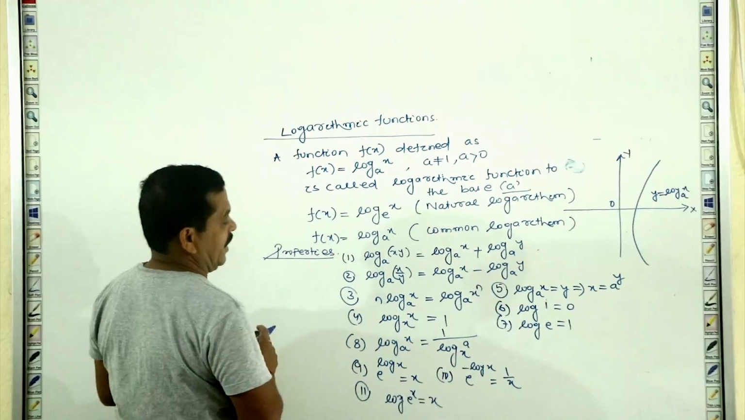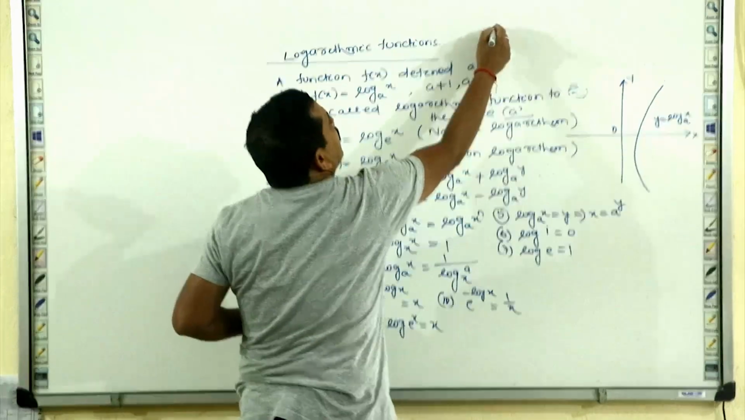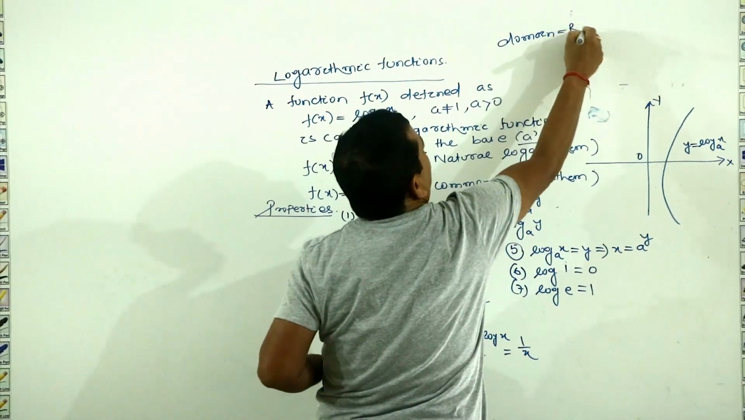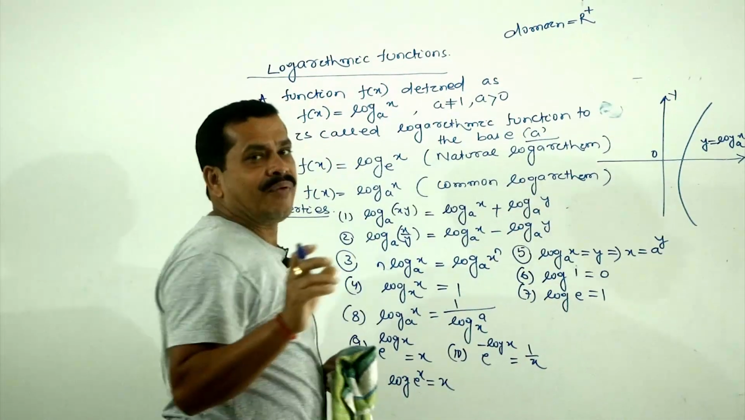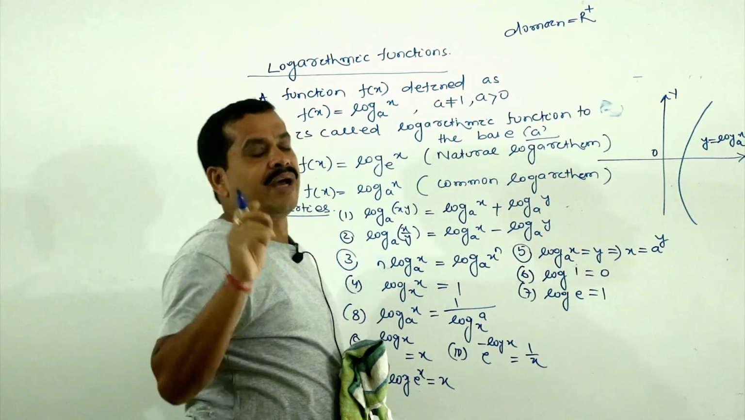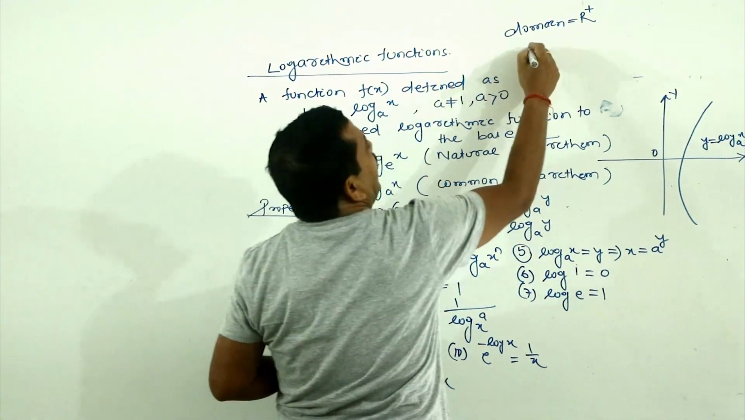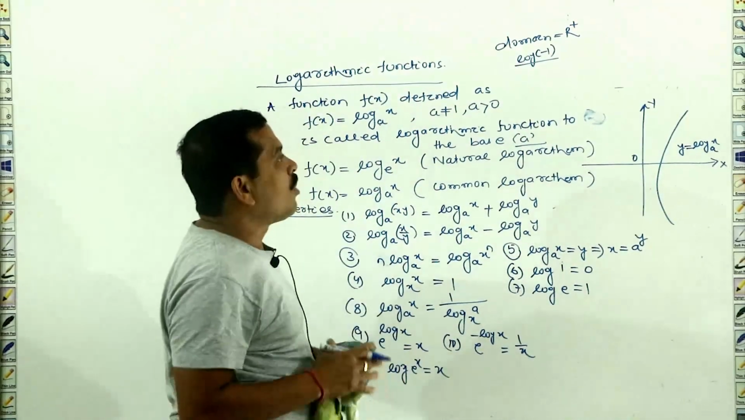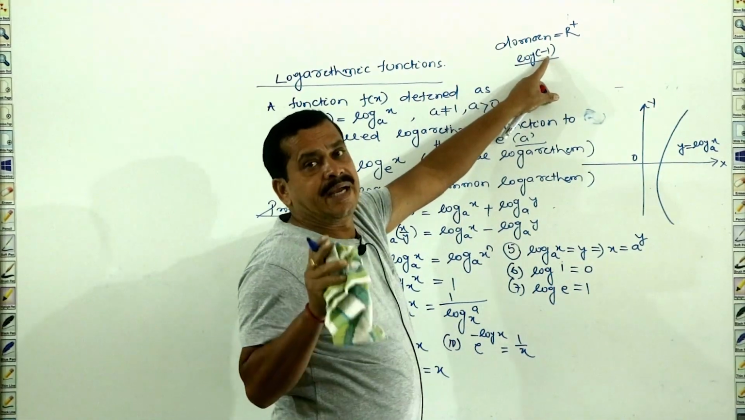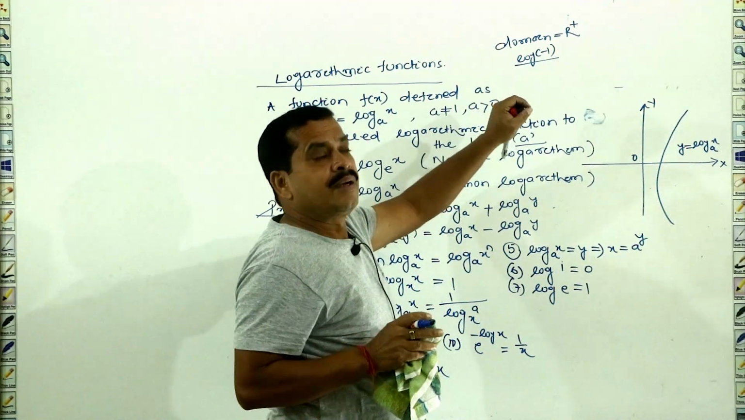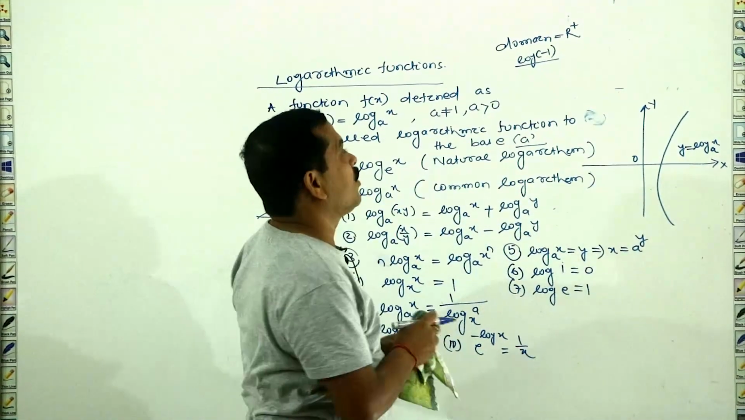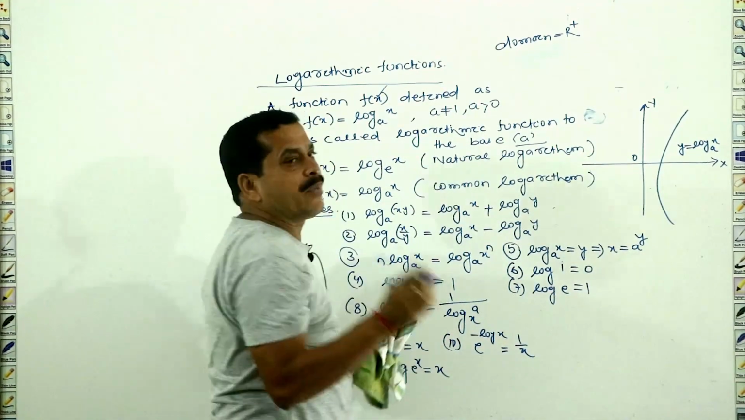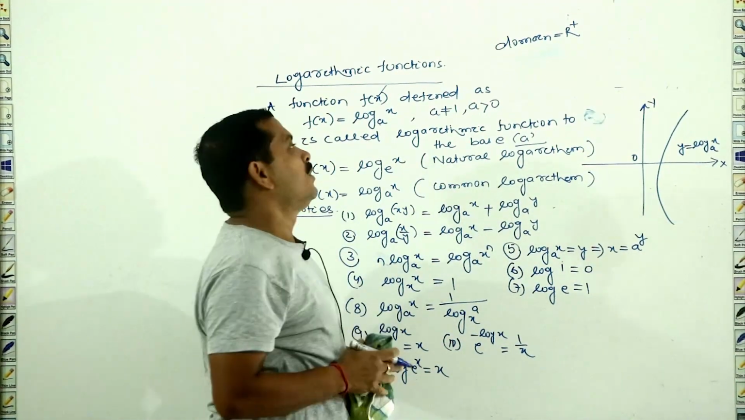Its domain is always a positive real number, because we cannot define the negative value of the logarithm. We cannot find log of -1. So the domain cannot be a negative real number. The domain must be a positive real number. Domain means the values of x where f(x) is defined or meaningful.